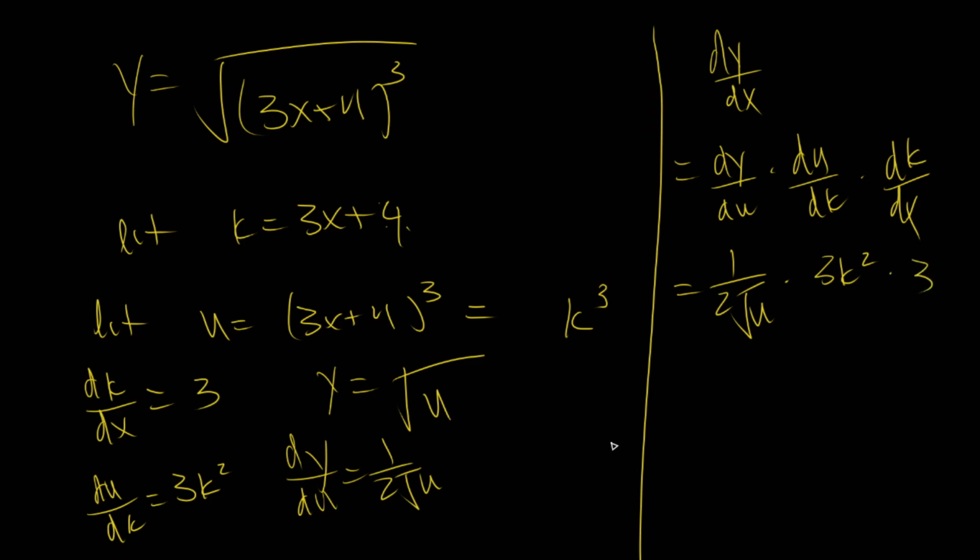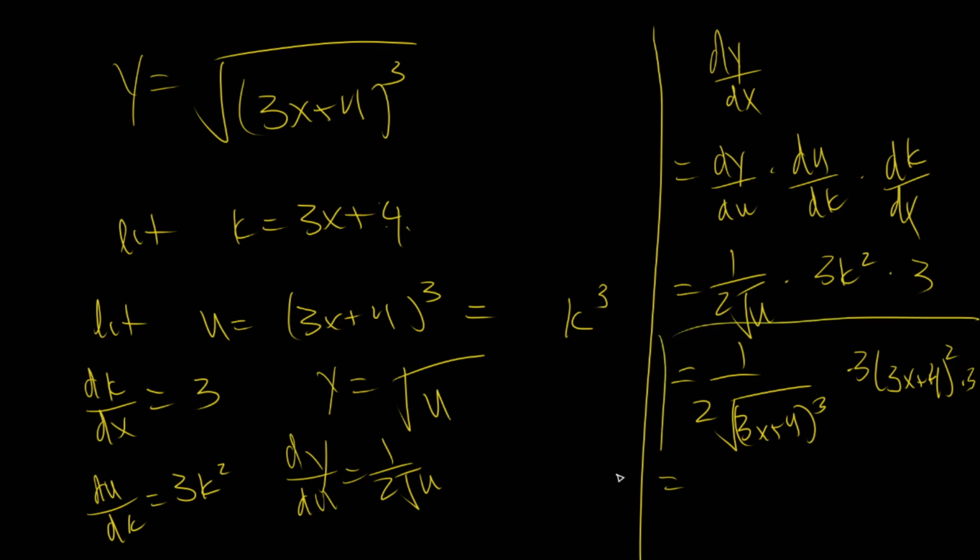And then we have to substitute our functions back together because originally we didn't have a function in terms of u or k. We had a function in terms of x. And this part is quite easy. Just take this part and substitute it back in. So this would equal 1 over 2 times the square root of (3x plus 4) cubed, multiplied by 3 times (3x plus 4) squared, and then multiply this by 3. I won't simplify this. And our final answer is going to be this.